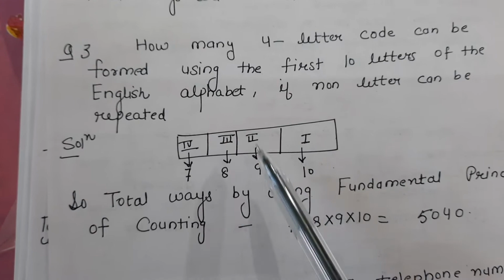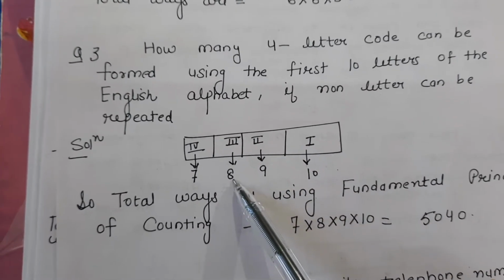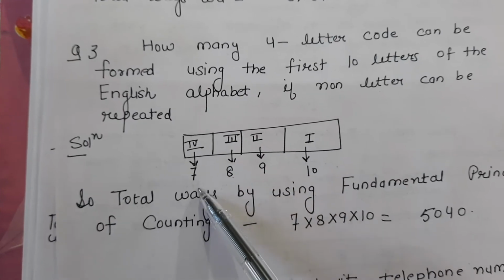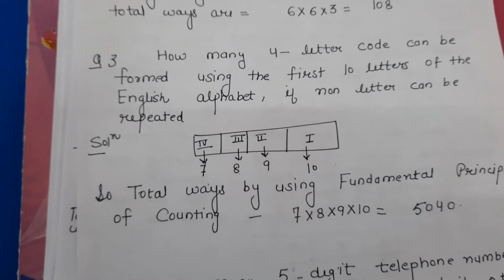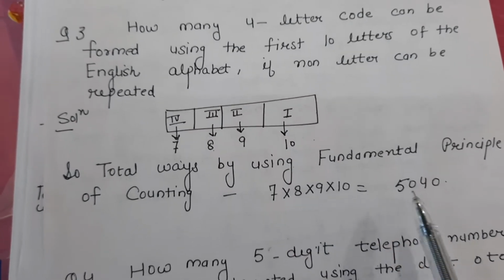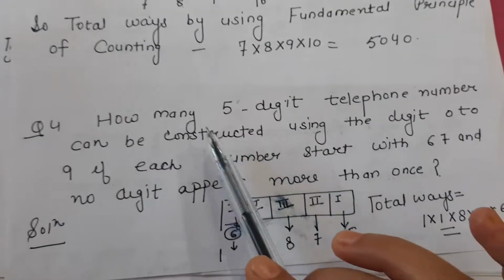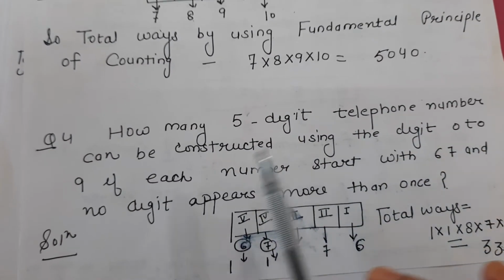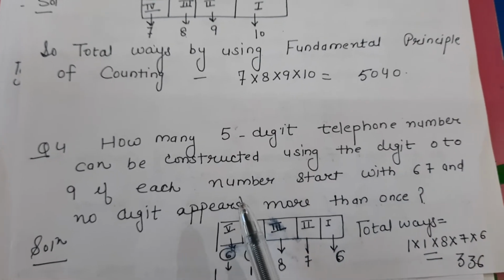So place number 2 can be filled in 9 ways. Place number 3 can be filled in 8 ways. Place number 4 can be filled in 7 ways. So by using the fundamental principle of counting, the total ways are 7 into 8 into 9 into 10. This is 5040.